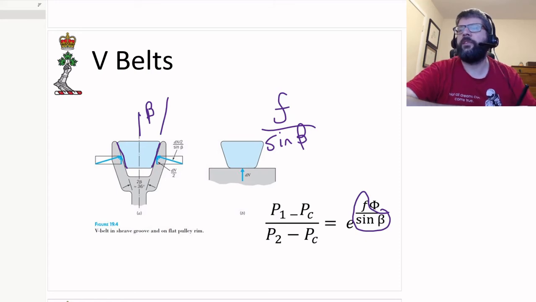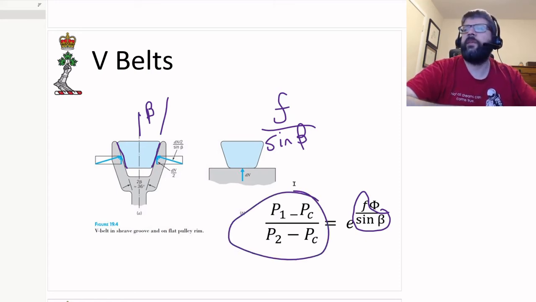And yeah, so we fit that into that relationship, and then obviously the P1 minus PC and the P2 minus PC there comes into play as well. So typically speaking, you're not worried about slipping on the driven side. You're worried about slipping on the driving side.